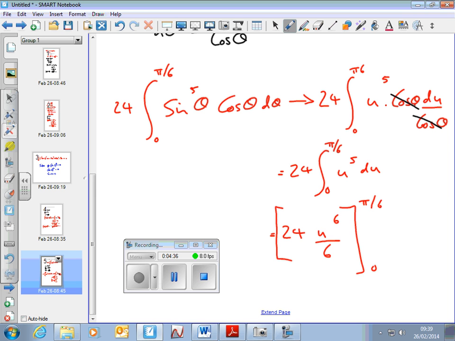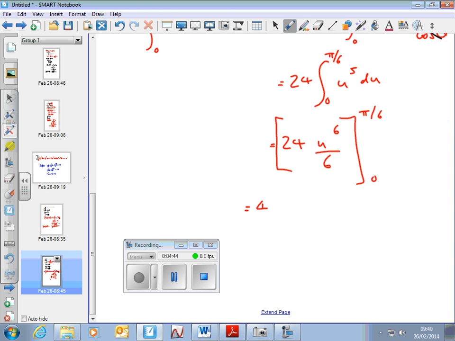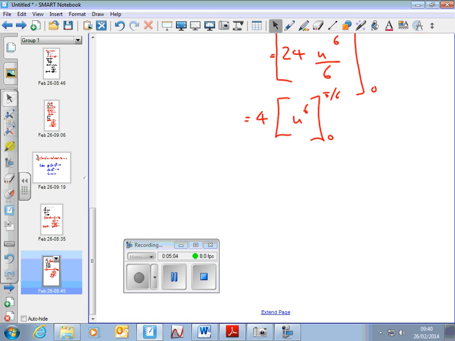Six is going into 24 4 times. That 4 can come outside the square bracket, so we can simplify that quite a lot and call that 4 times u to the 6 between 0 and pi over 6. And then we replace u with what it was originally, which is sine theta. So sine to the 6th of theta between 0 and pi over 6. If I'm putting these limits into brackets, I would actually think of it as sine theta to the power 6. So I'd use the power 6 button on the calculator.